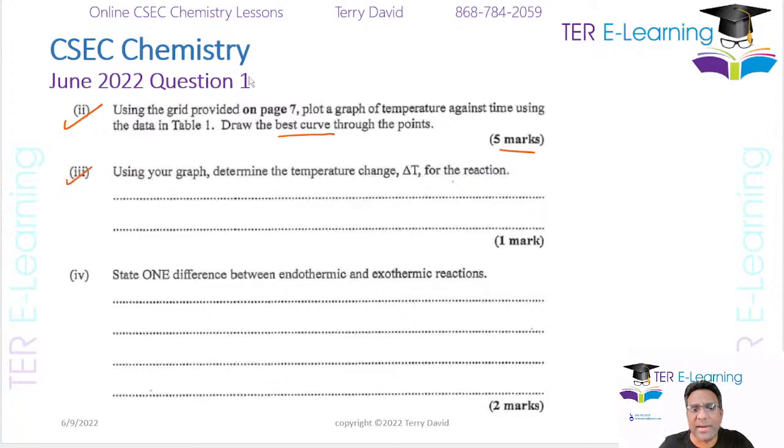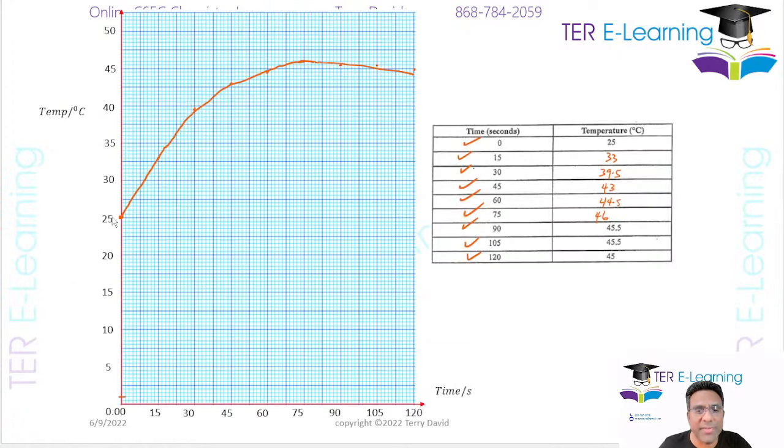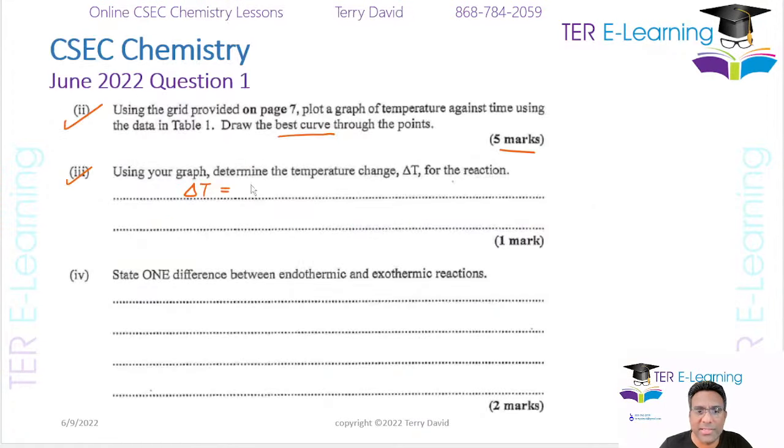The next part, using the graph, determine the temperature change delta T for the reaction. So delta T for the reaction is the difference between your highest temperature reached and your lowest temperature reached. If we look at the graph here, our lowest temperature is 25 and the highest temperature that we plotted was actually 46. So what you should have done was take 46, our highest temperature, minus the 25. So you're going to get 21 degrees Celsius. That's your change in temperature.